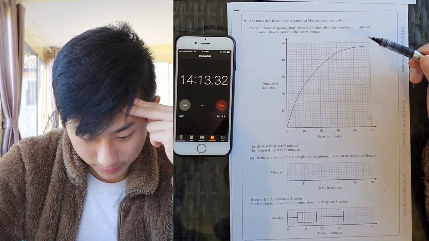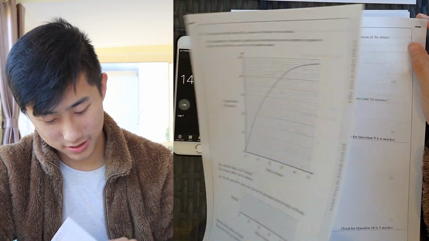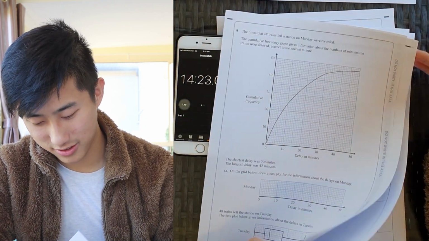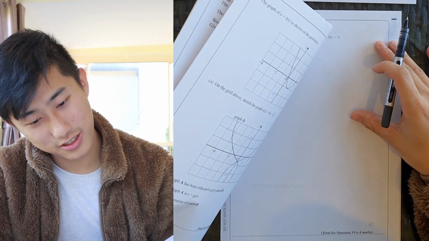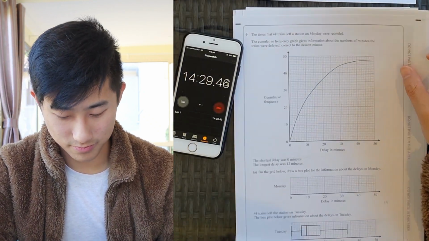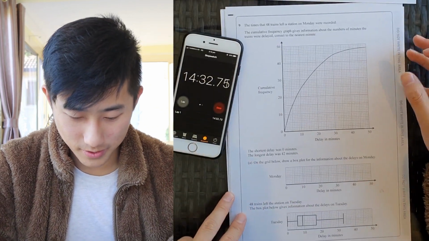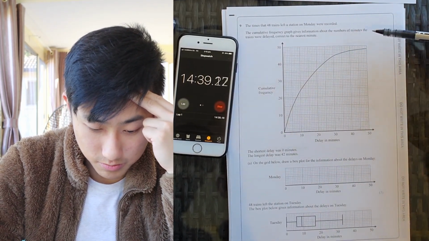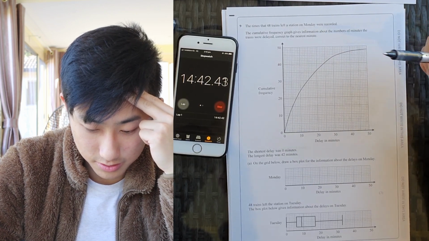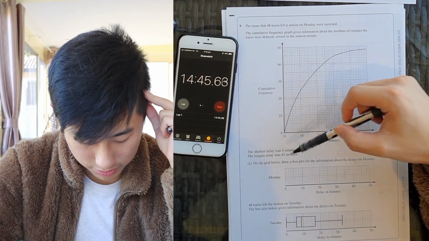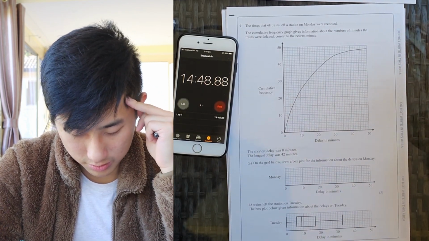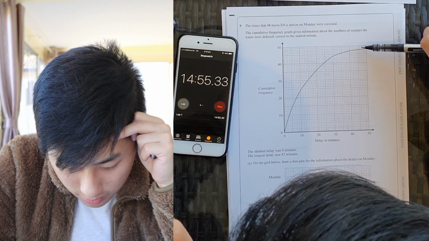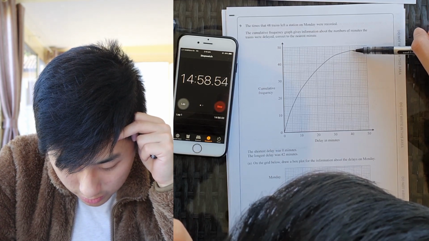Alright, question 9. How many questions are there? So 10. Oh, okay, I think it will get harder. Wow, there's a lot of questions actually. Alright, back to it. The times that 48 trains left the station on Monday were recorded. It gives the number of minutes the trains were delayed, correct to the nearest minute. The shortest delay was 0, the longest delay was 42. Okay, where's 42? Okay, so at that point, okay.